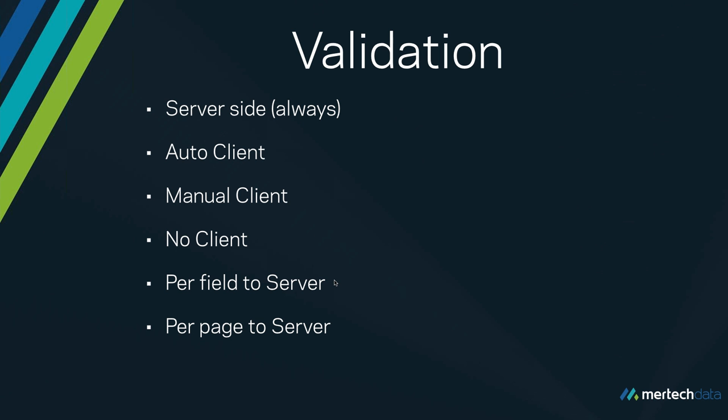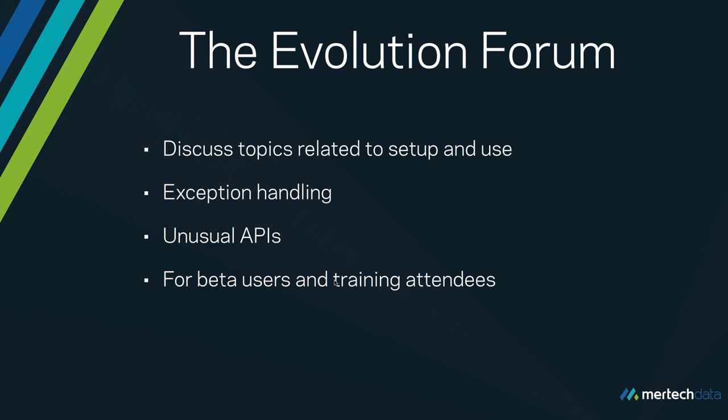We had a couple other areas that we wanted to talk about. We're not going to be able to get to those though, but we do have something new to announce to you here, and this is our Evolution forum that's available at forums.mertechdata.com. And we're going to continue the discussion there on exception handling and unusual API calls. Right now, these forums are set up for Evolution beta participants only.